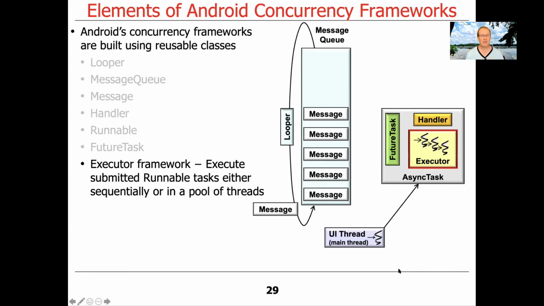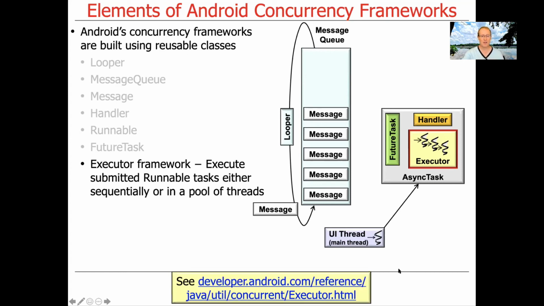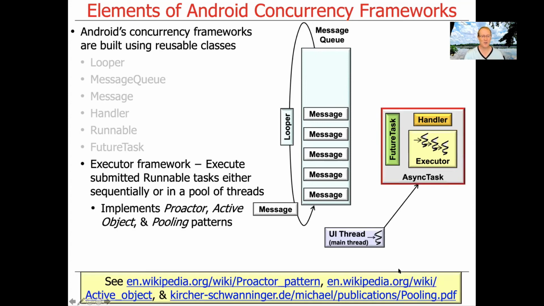The final piece of the puzzle for the AsyncTask framework is the executor framework, which we've also talked about in tremendous detail in this class. It can be used to execute runnable tasks either sequentially in a single background thread or in a pool of threads. There's a couple different ways to do that. You can, of course, read more about executor here. Go back and watch the videos again if you need to.